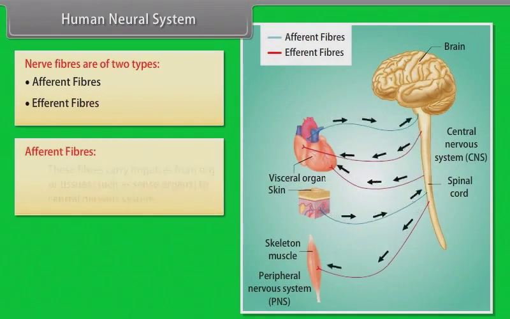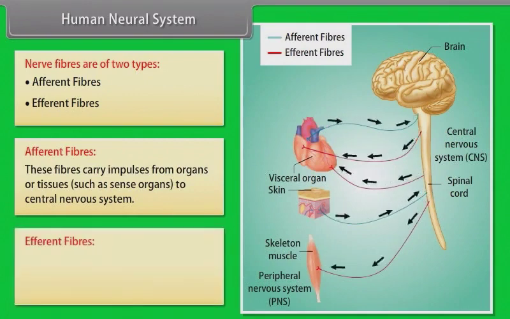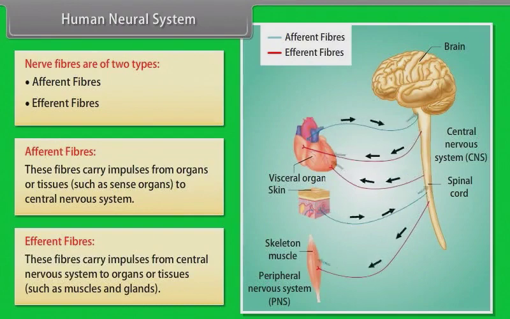Afferent fibers. These fibers carry impulses from organs or tissues, such as sense organs, to central nervous system. Efferent fibers. These fibers carry impulses from central nervous system to organs or tissues, such as muscles and glands.